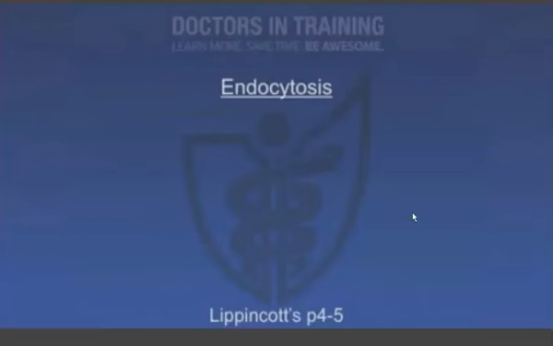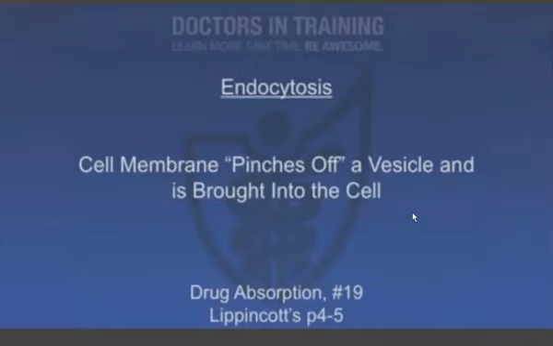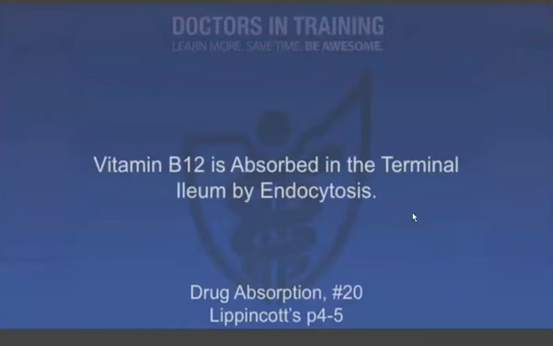A final method of absorption that's rarely used is endocytosis, and that's where you have a molecule that actually comes up against the cell membrane, and that cell membrane pinches off a little vesicle around the drug and brings that drug into the cell. There's a good example of this. This is the way that vitamin B12 is absorbed in the gut, in the terminal ileum.